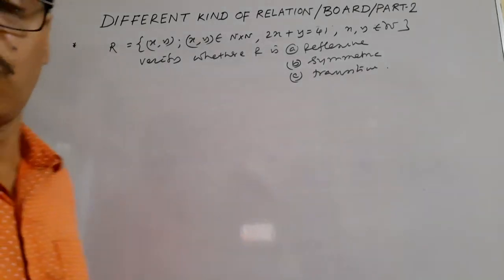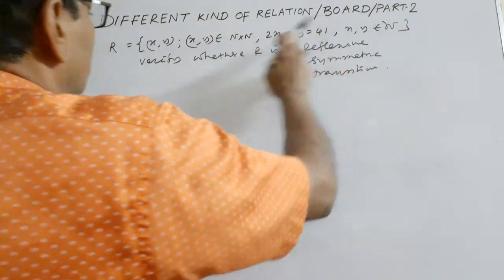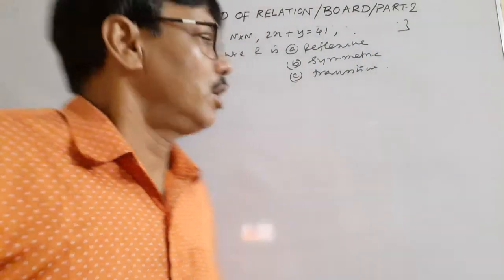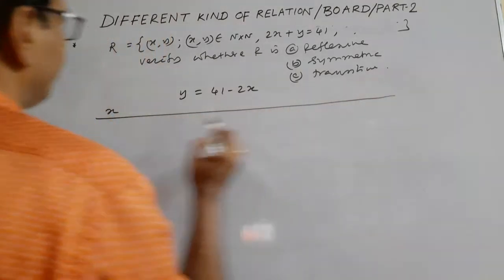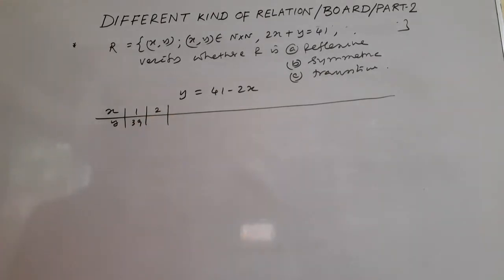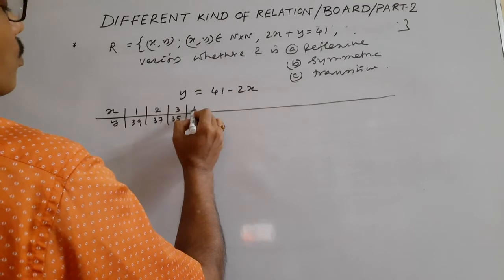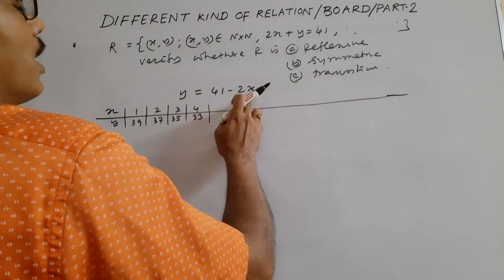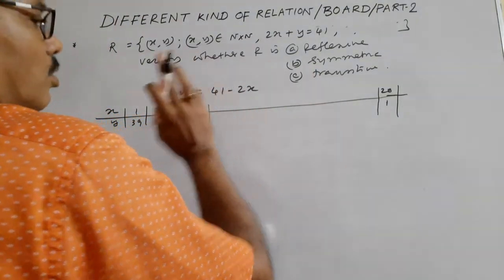Now we consider one more problem. R equals {(x, y): x, y belong to N cross N, 2x plus y equals 41}. Verify whether R is reflexive, symmetric or transitive. Look, y equals 41 minus 2x. If we take x equals 1, this is 39. For 2, this is 37. For 3, this is 35. For 4, it is 33. Proceeding in this way, if we take x equals 20, this is 1. If we take 21, this is not possible.